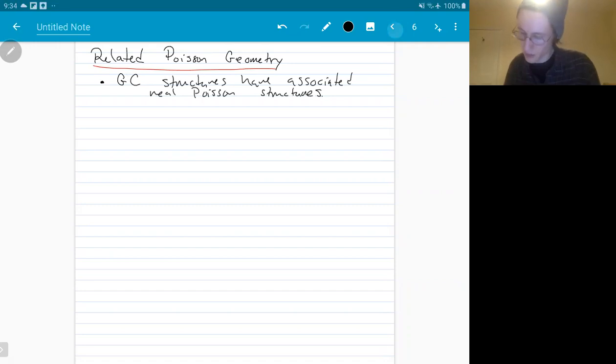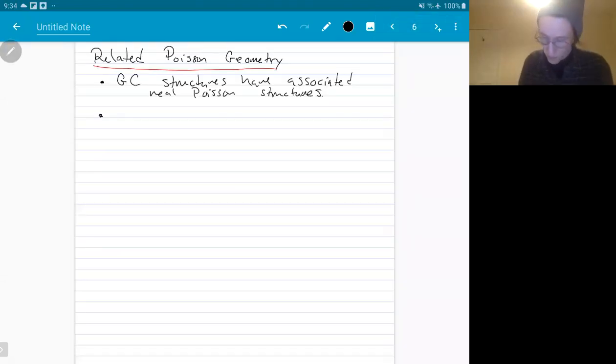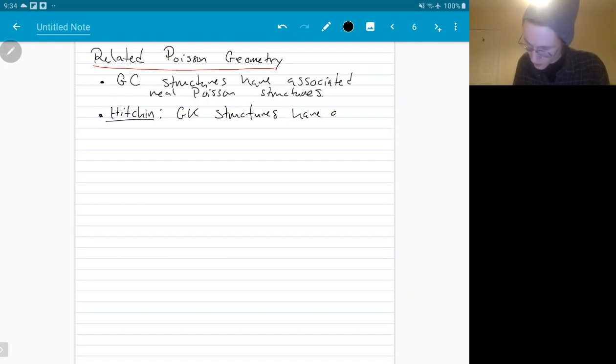So that's what I just mentioned here. For generalized scalar structures, they also have Poisson structures coming in, but in a different way. This is something that was first observed by Hitchin, which is that generalized scalar structures have associated holomorphic Poisson structures.